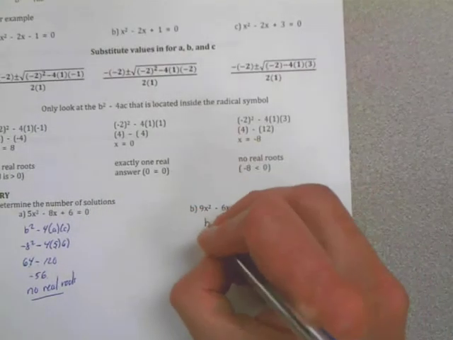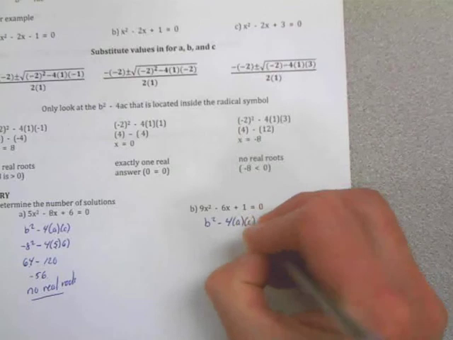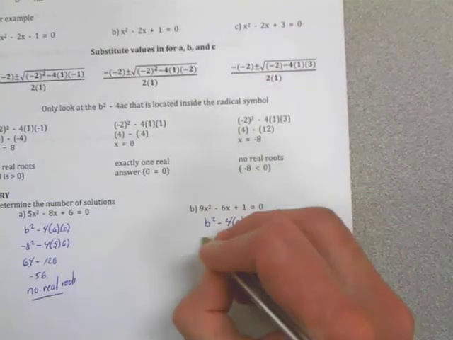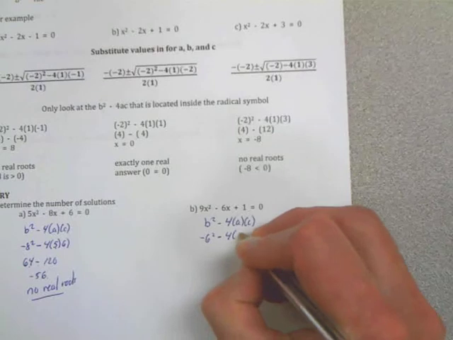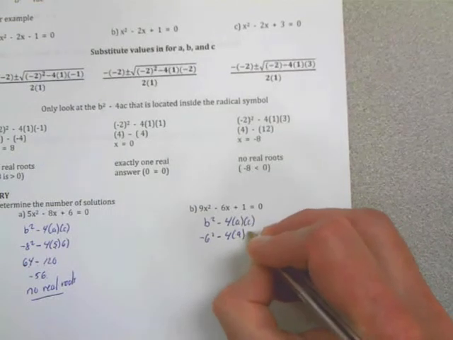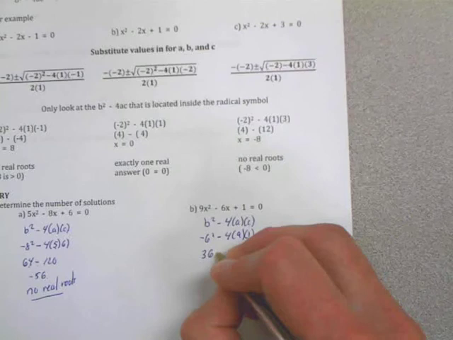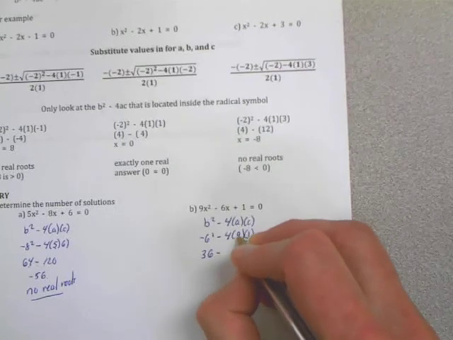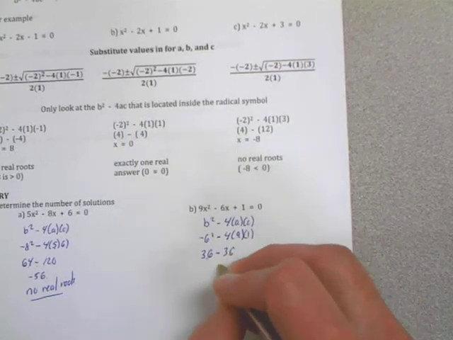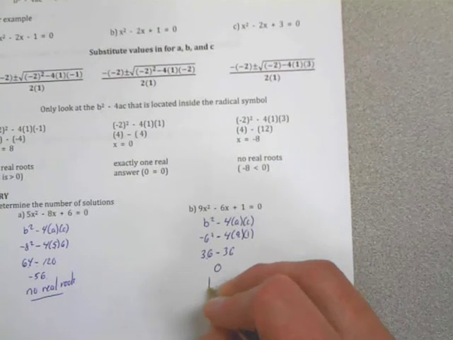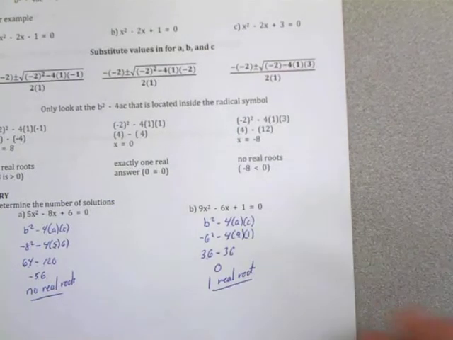Over here, same thing. You're going to use b squared minus 4 times a times c. Plug in b. b is negative 6 squared minus 4 times a, which is 9, times c, which is 1. Negative 6 times negative 6 is 36. 4 times 9 is 36, times 1 is 36. 36 minus 36 is 0, so this has one real root, one real answer. Very simple to do.